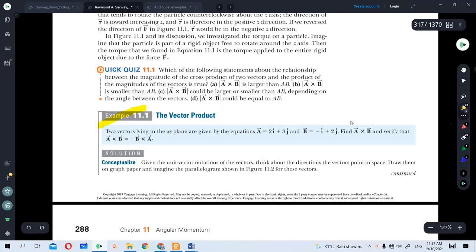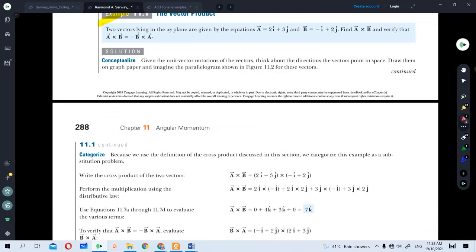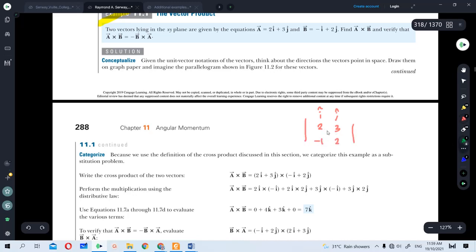In example 11.1, we are going to verify that A cross B is equivalent to negative B cross A. Aside from the technique shown here, where i and j arrive at k, we can also opt to solve using this technique. So this is A, and then B at the bottom, negative 1, 2. They cross with one another. So 2 times 2 is 4, minus, by the generic rule, 3 times negative 1, so negative 3. The answer becomes 7k.